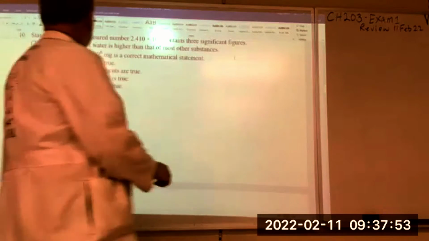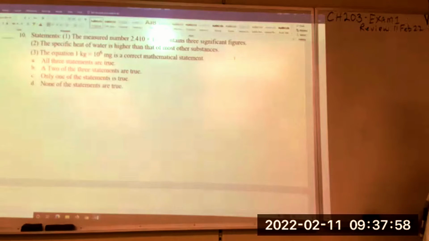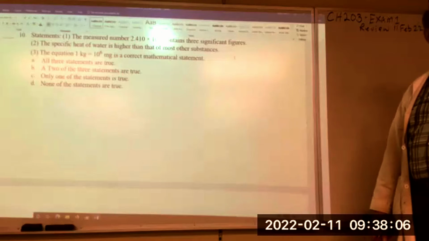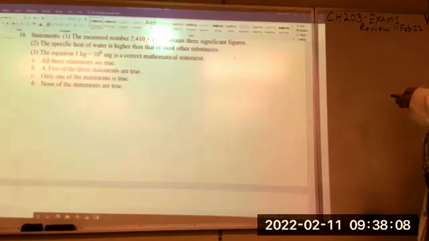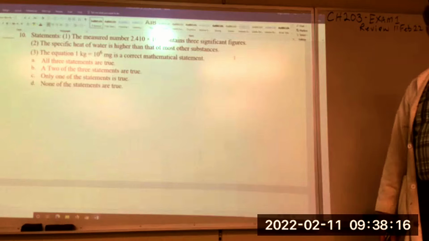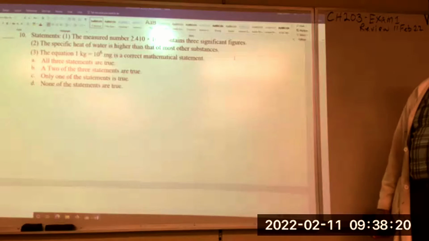Here's another one. 3 statements. The measured number 2.410 times 10 to the minus 3 contains 3 significant figures. No, it's got 4, doesn't it? That 0 is significant. Okay, so that one's false. Specific heat of water is higher than that of most other substances. Have we talked about specific heat yet? Okay, so that wouldn't be a good question because we haven't even defined what it is.